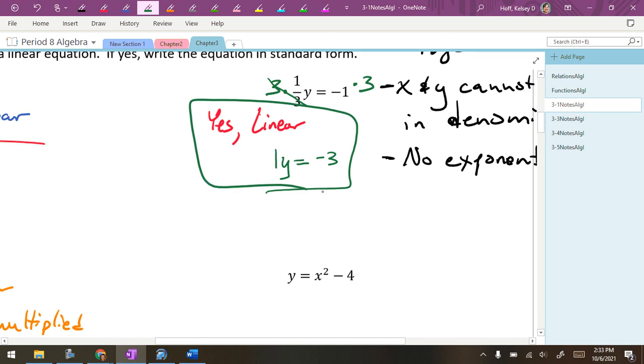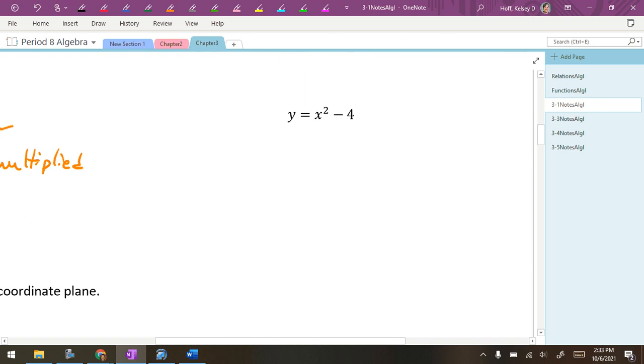Y equals x squared minus 4. Linear, yes or no? Why not? Very good. Not linear. You have an exponent greater than 1. Any exponent other than 1, no good.